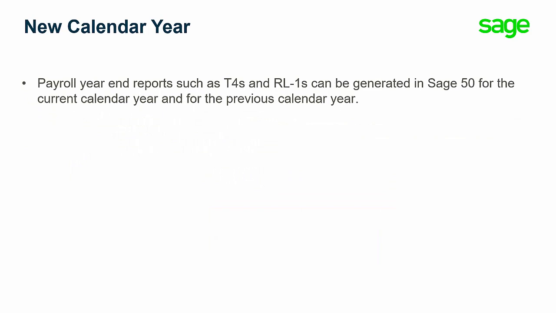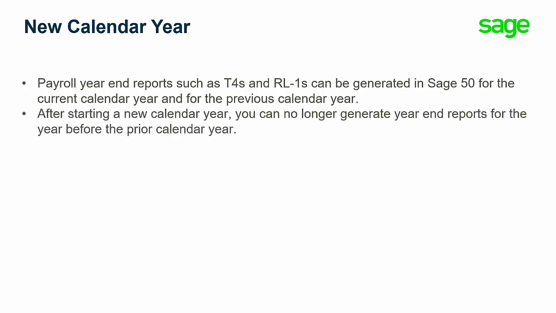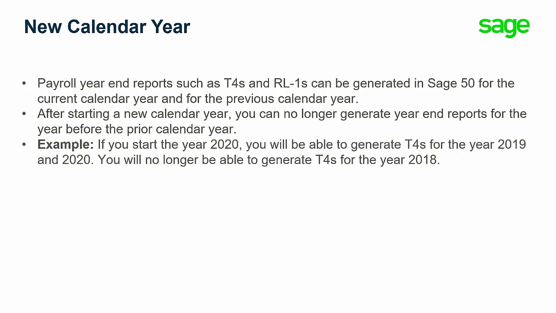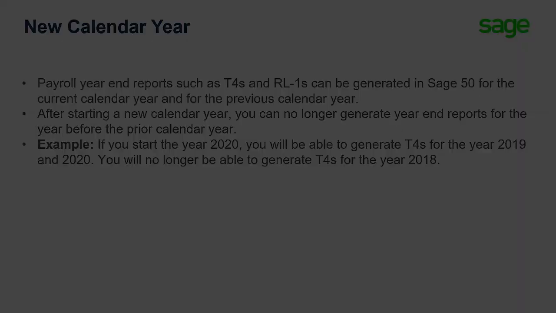Payroll year-end reports such as T4s and RL1s can be generated in Sage 50 for the current calendar year and for the previous calendar year. After starting a new calendar year, you can no longer generate year-end reports for the year before the prior calendar year. For example, if you start the year 2020, you will be able to generate T4s for the years 2019 and 2020. You will no longer be able to generate T4s for the year 2018.